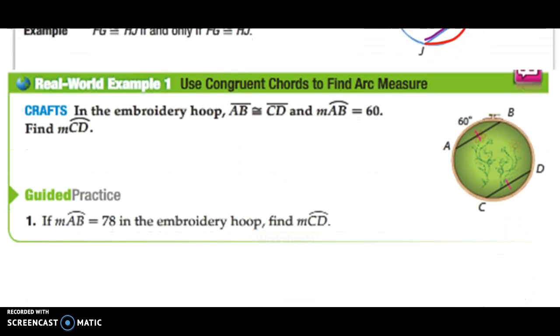So if I look at example 1, it says in the embroidered hoop, AB is congruent to CD. Notice we have a tick mark right here. It says they're congruent, means they're equal. And the arc of AB is 60 degrees. Find the measure of arc CD. Well, since AB is congruent to CD, that means the arcs are going to be congruent. So the measure of arc CD is going to be equal to 60 degrees as well. Okay? There's a guided practice problem. If AB is 78, what's the length of CD? You can do that now.